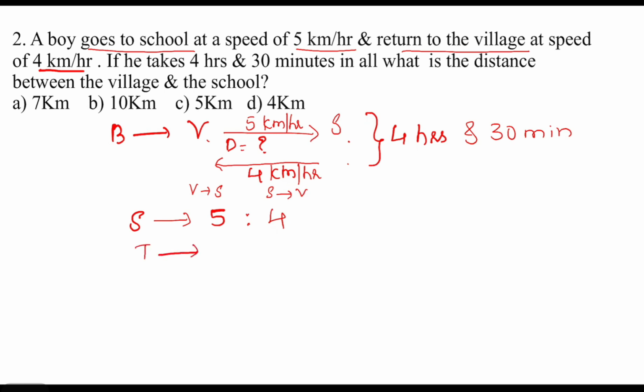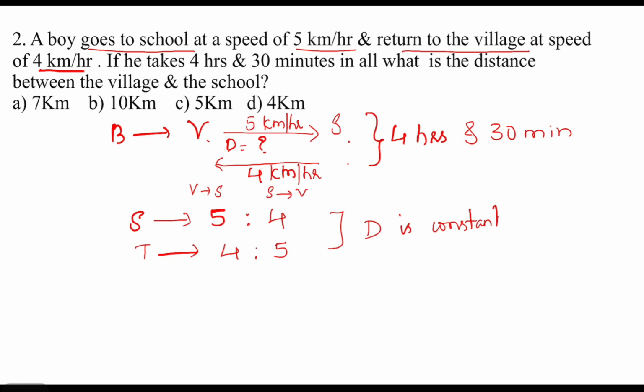Then what will be time ratio? Opposite of that. It will be 4:5. Inverse of speed is time. This is when distance is constant. No need to write. I am just telling you all.